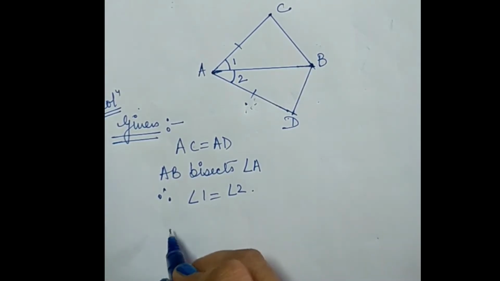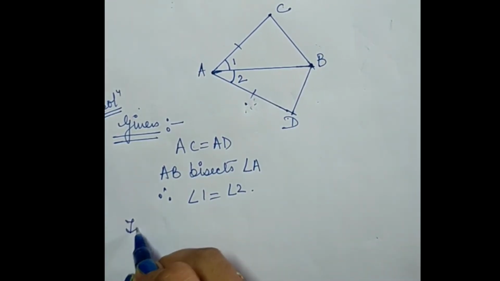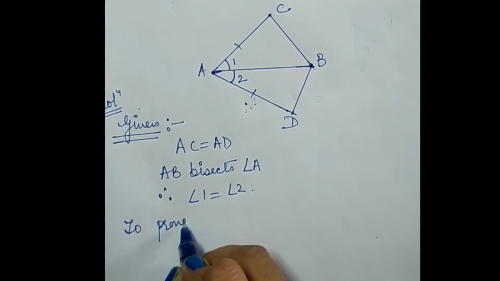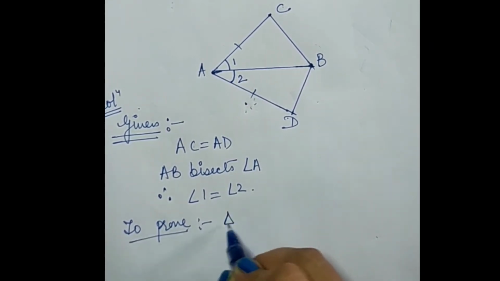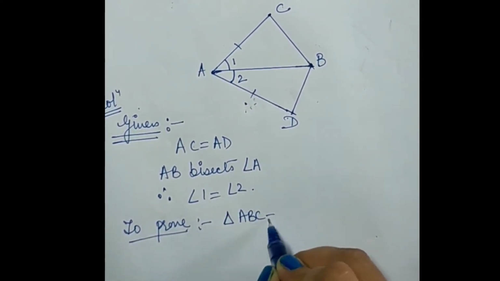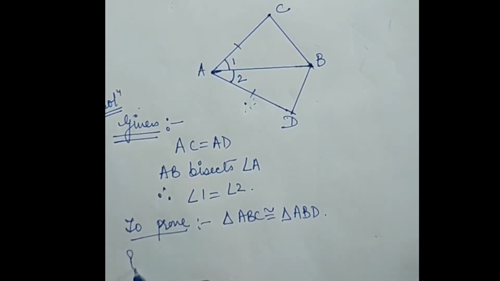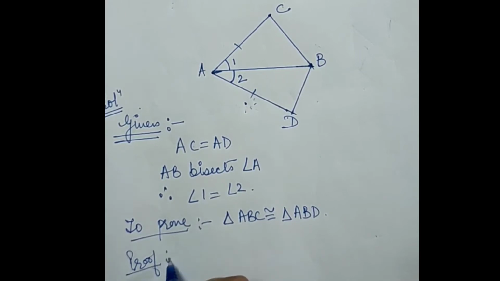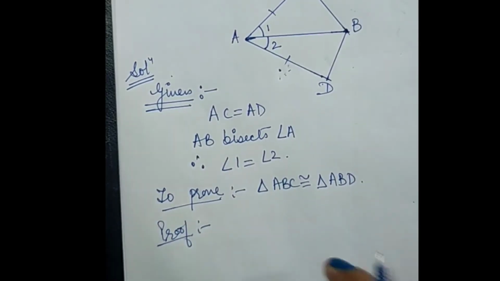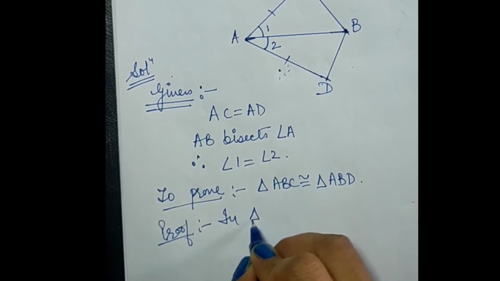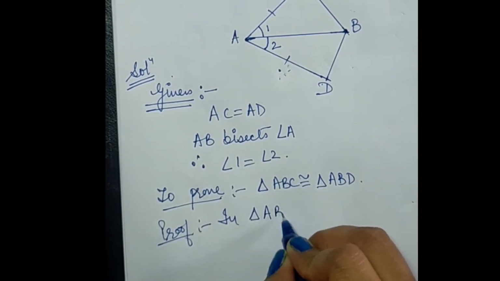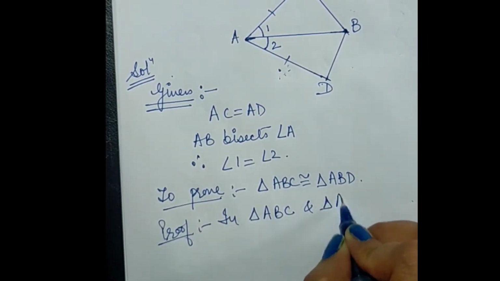So now here we are going to write what is to prove. What we are going to prove is that triangle ABC is congruent to triangle ABD. So see how we can do it. In triangle ABC and triangle ABD.